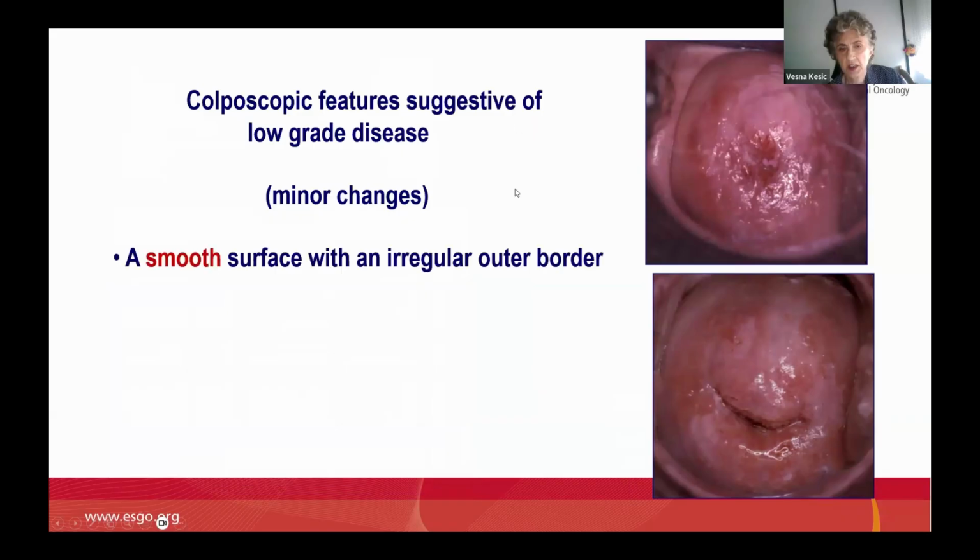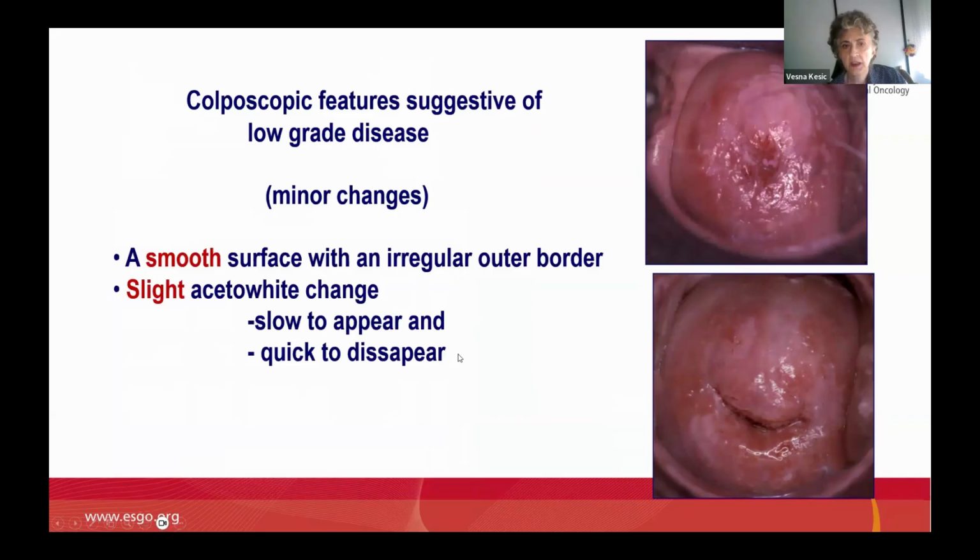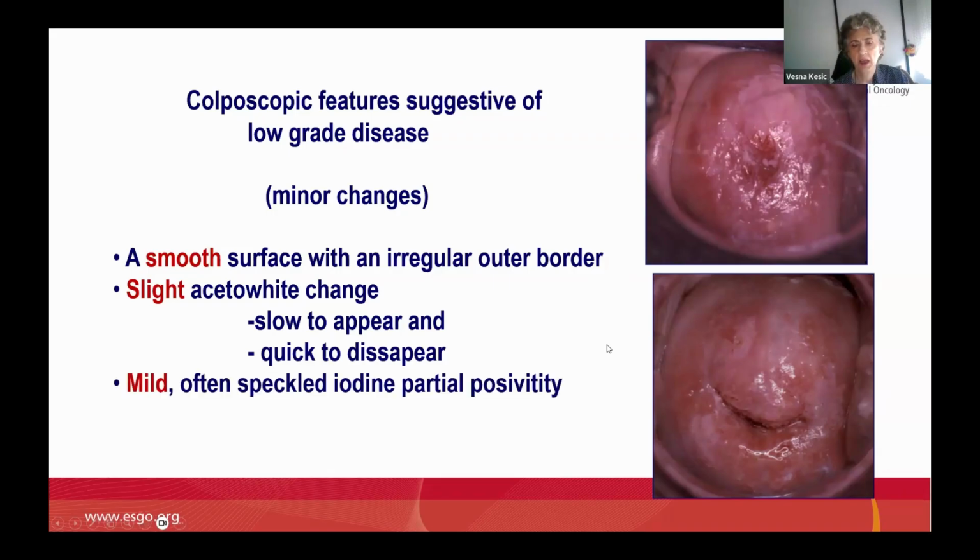Low-grade lesions, I shall summarize, usually have a smooth surface with an irregular outer border. So you see that all features are combined into this description. There is a very slight, very pale acetowhite change, which slowly appears and quickly disappears, so sometimes you must add more acetic acid to make the lesion visible again. Iodine positivity is usually partial and not a distinct or oyster yellow. If we have punctations or mosaic, they are very fine, small, and regular.